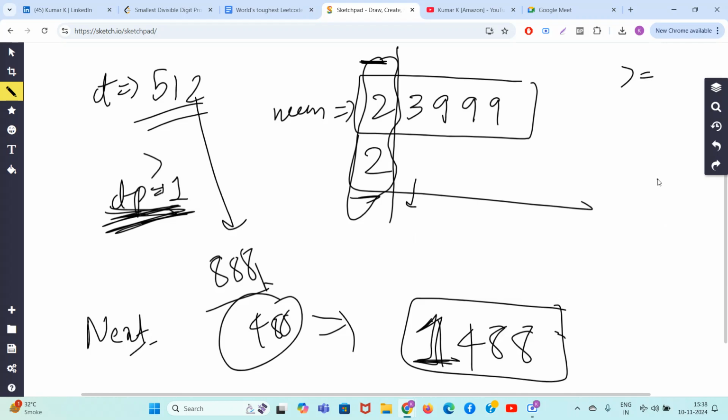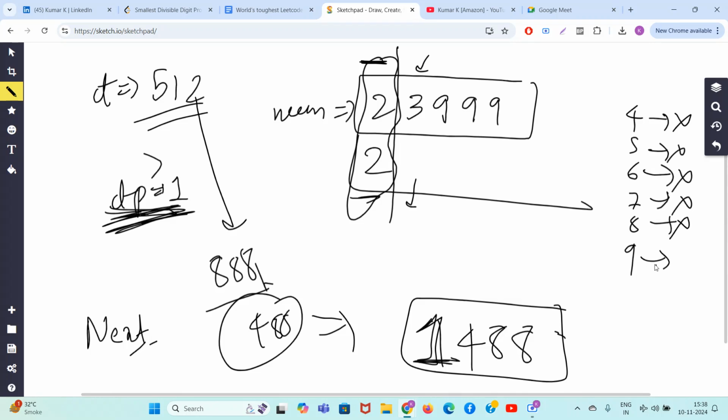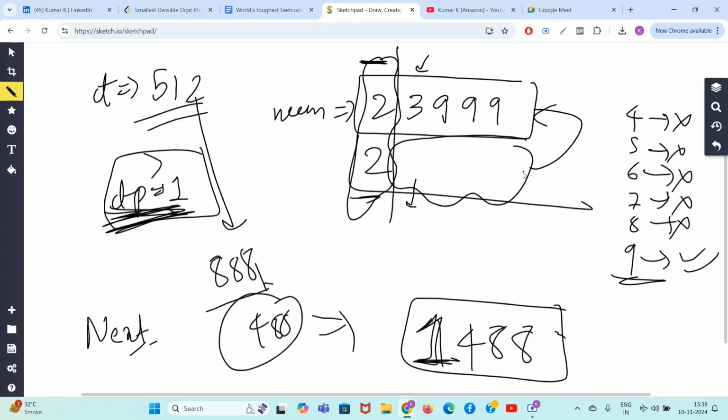Whatever is the number after this one, 4, 5, 6, 7, 8, 9. I will try this. If this does not work, I will try 5, then 6, then 7, then 8. Someone will surely work because I know that prefix matching 1 is working. It means I have checked that there is some way so that this second part beats this part. I have checked it using the max form in the past.